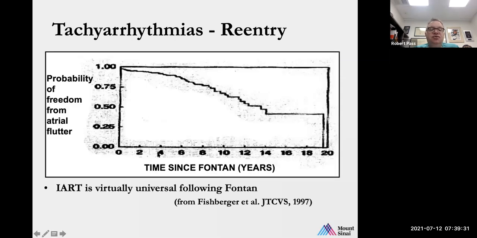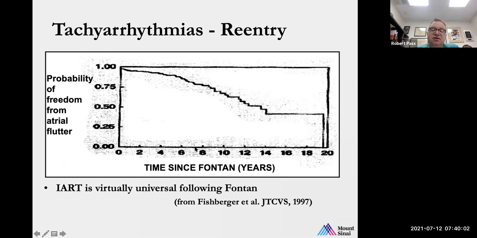This is a drawing from a diagram from an old paper from 25 years ago from Steve Fishberger. Again, one of these types of studies that has been redone a million times, but all of them look almost identical to this curve. On the y-axis, we see the probability of freedom from atrial flutter. On the x-axis, we see the time since Fontan. And basically what you see is that at Boston Children's Hospital, at 20 years out, virtually everybody had IART.